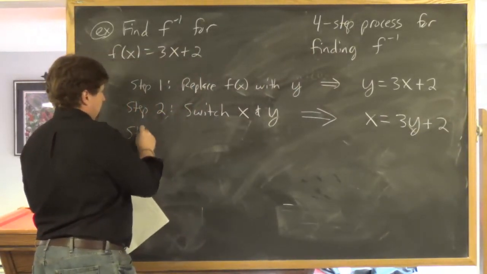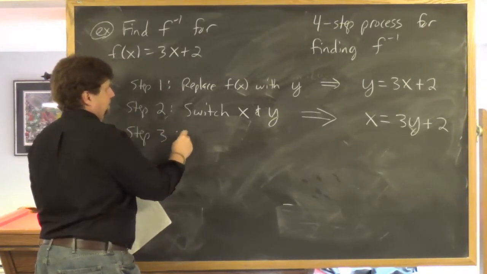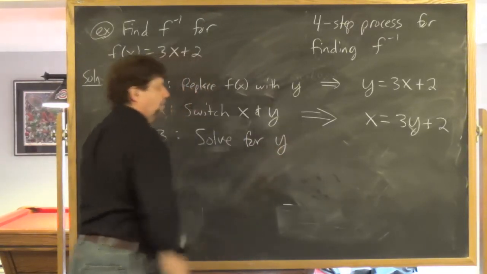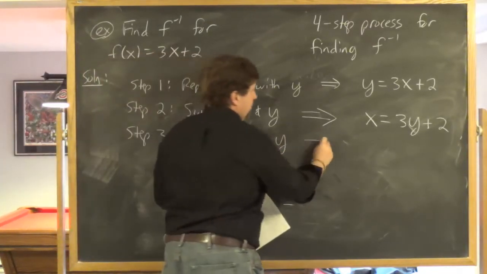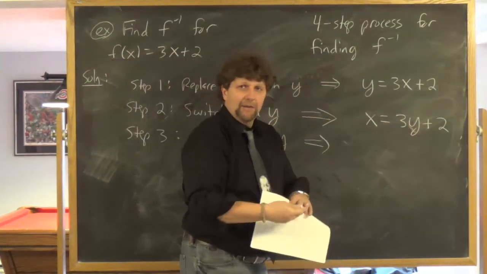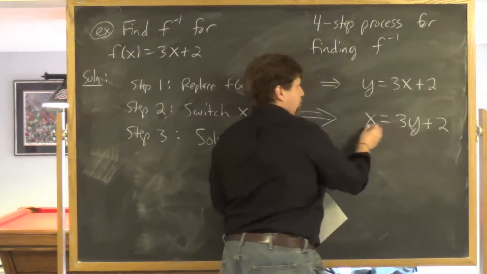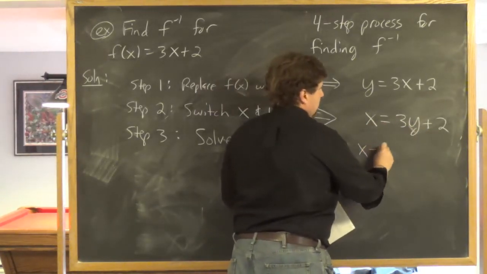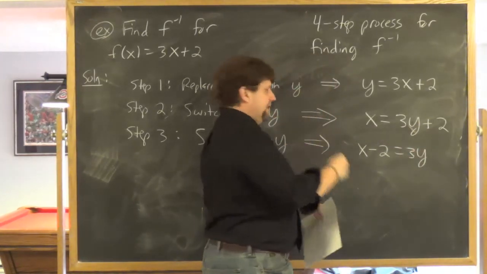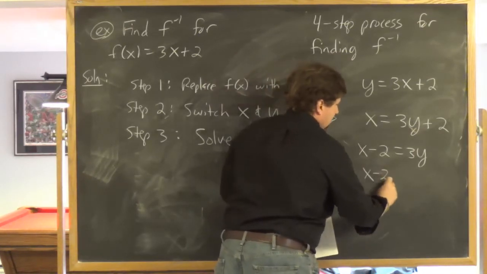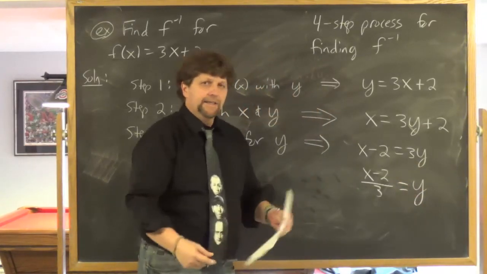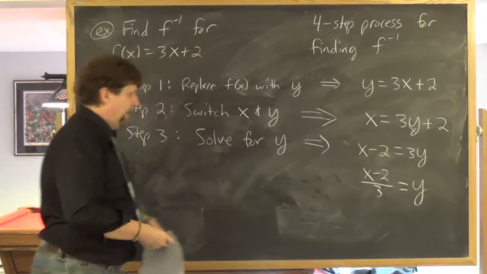Step three. Solve the equation for y. Okay, we're going to solve this equation for y. So here's our equation. We want to get y by itself. So we're going to subtract 2 from both sides. Then we're going to divide both sides by 3. Alright, we've solved the equation for y. That doesn't seem that difficult. There's only one more step left.